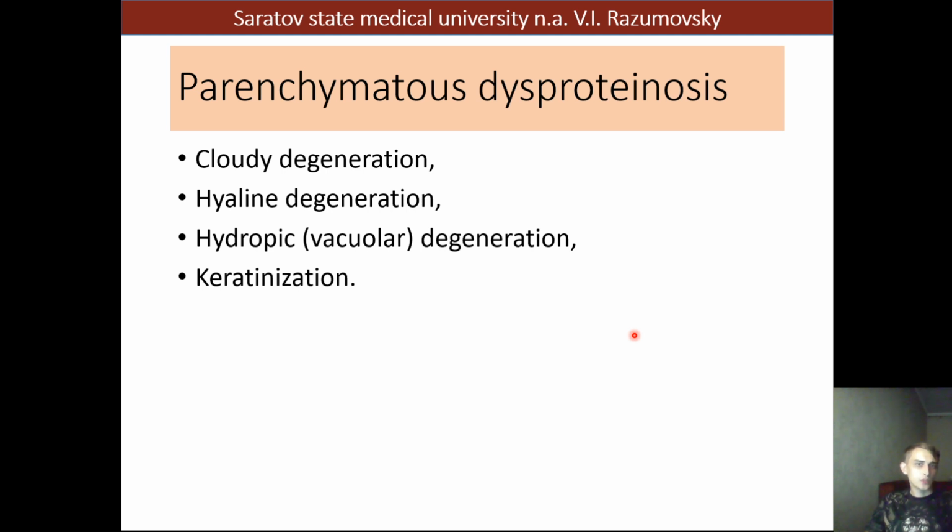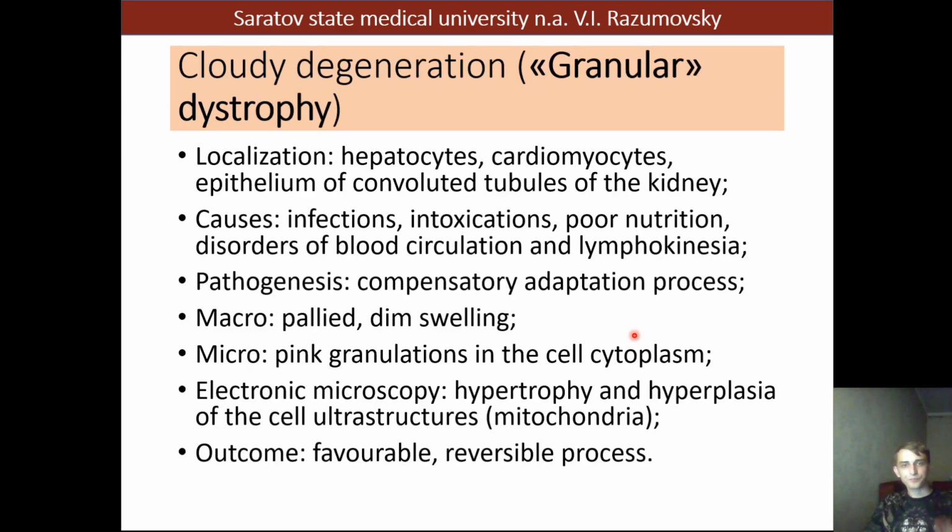Parenchymatose dysproteinosis may be of 4 types. The first of them is cloudy degeneration, the second one is hyaline degeneration, the third one is hydropic or vacuolar degeneration, and keratinization. Let's talk about all of them. The first of them is cloudy degeneration or granular dystrophy.